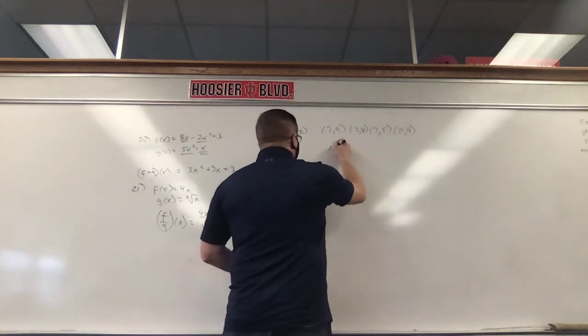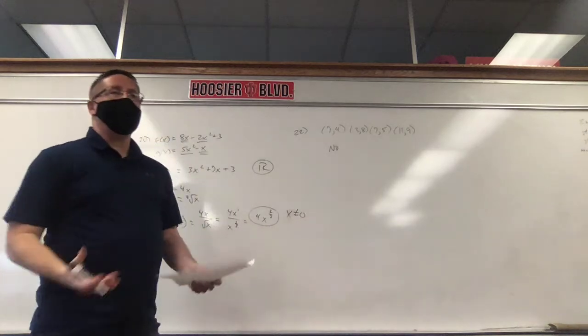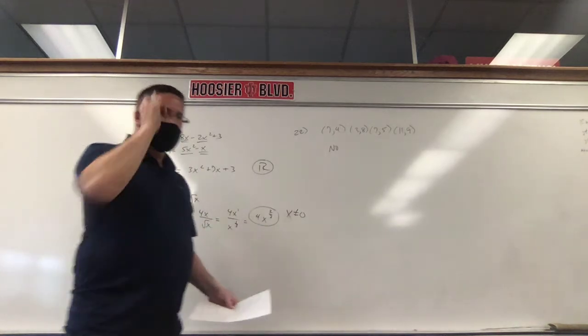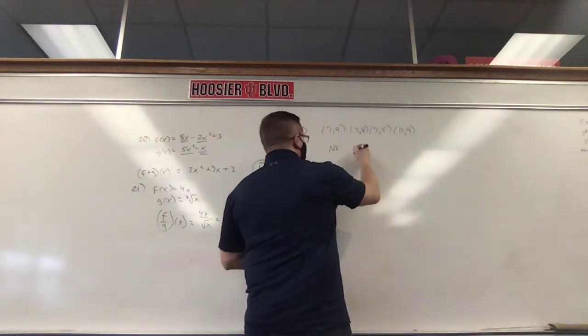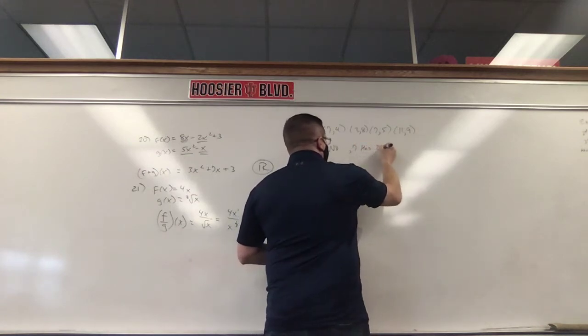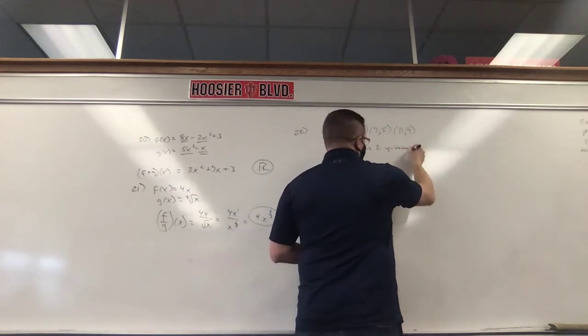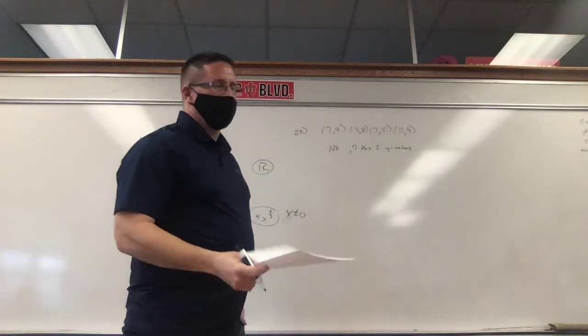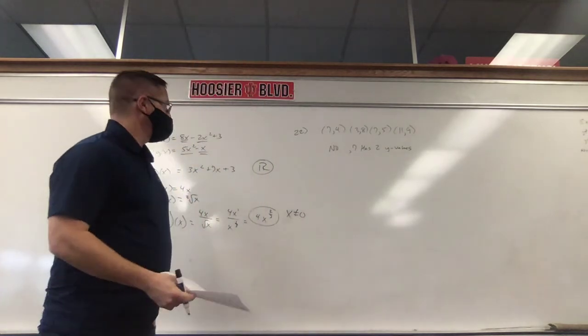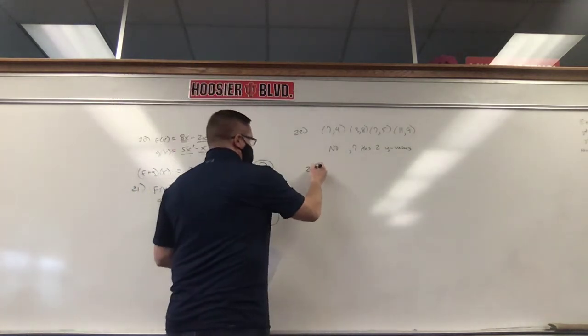No. And again, if you just put no, you're not going to get full credit. Why? 7 has two y values. Or you could say one input has 2 outputs. I don't know how you say it. I like to say 7 has 2 y values. That's the easiest way to say it, I think.